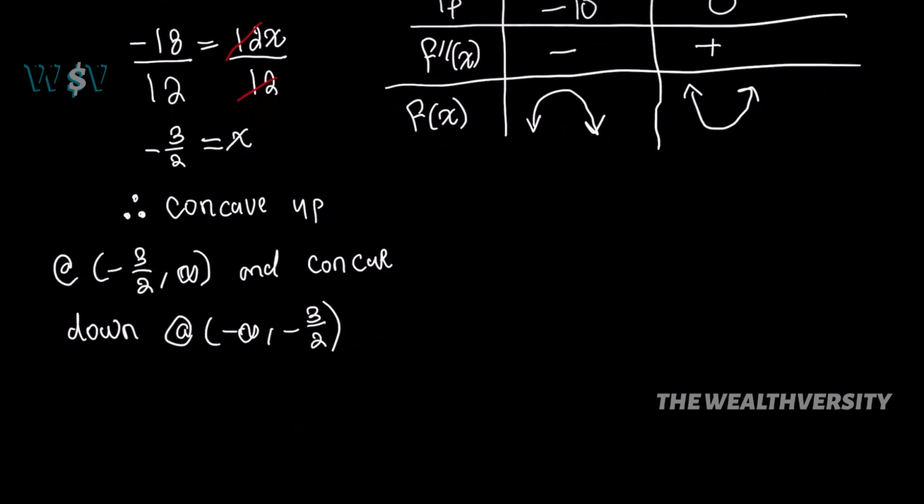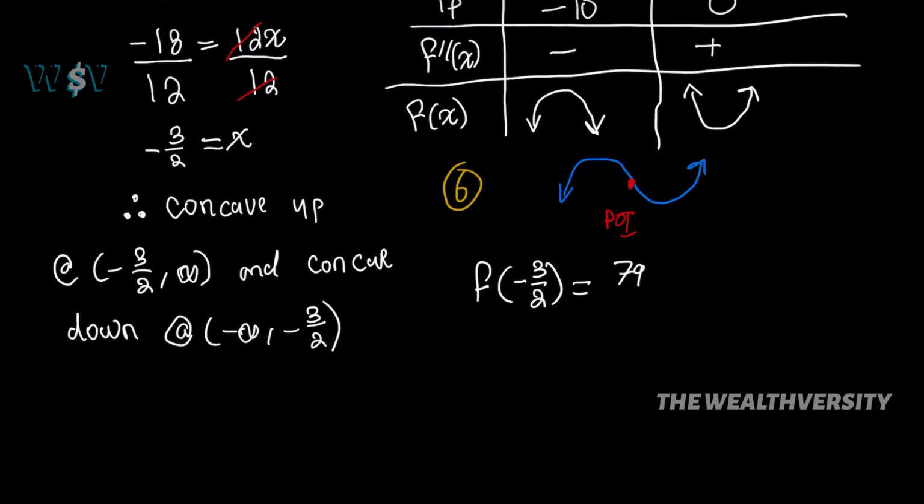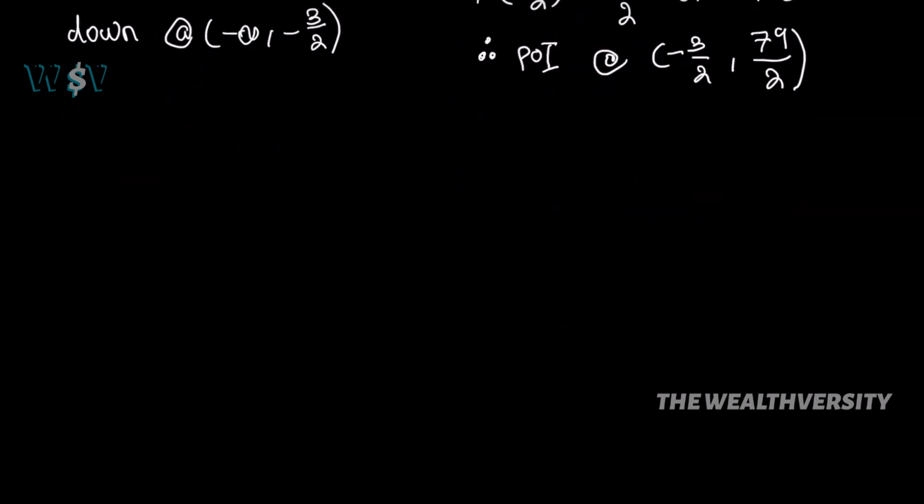The sixth step is to find the points of inflection, which occur when there is a change in concavity from up to down or from down to up. And here we have a change from concave down to concave up at x is equal to -3/2. So we sub this value into the original function to get that our point of inflection happens at (-3/2, 79/2), or 39.5 in decimal. The seventh and last step is to sketch the graph using all the information we found.